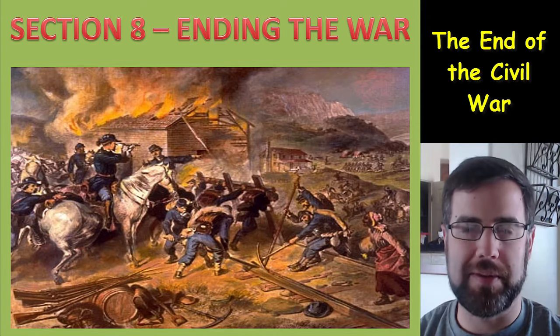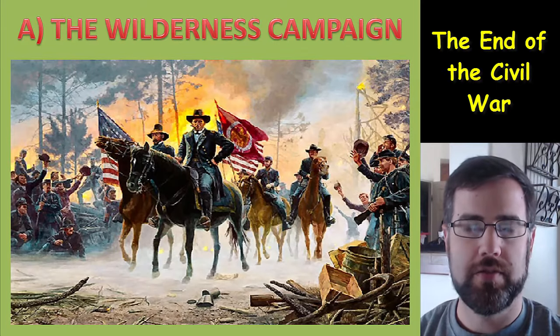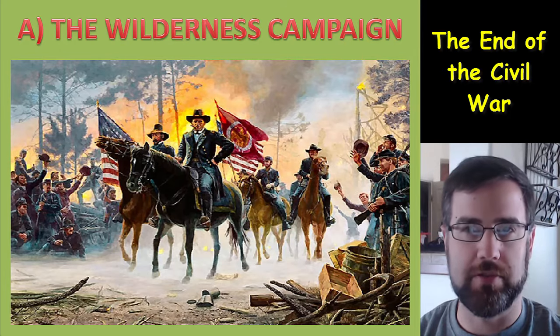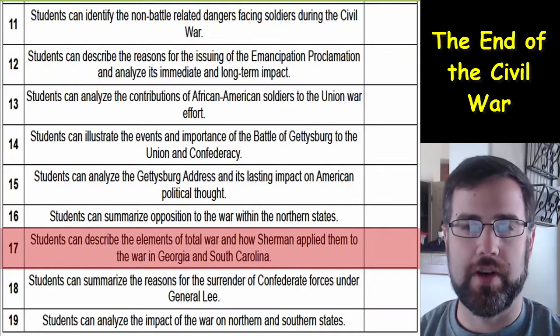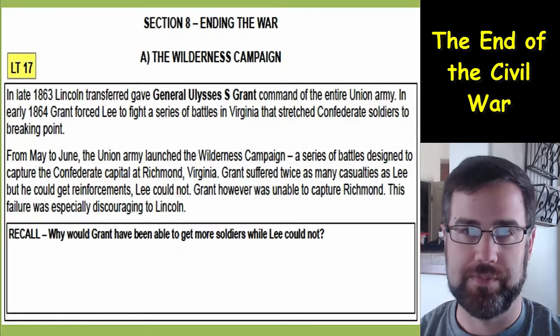This is Mr. Zoeller, and today I'm going to be bringing you a screencast on the end of the Civil War. So first let's look at the Wilderness Campaign. On the picture here we have Ulysses S. Grant, the general of the Union Army. First thing we're looking at is that you as a student can describe the elements of total war and then how General Sherman applied them to the war in Georgia and South Carolina.